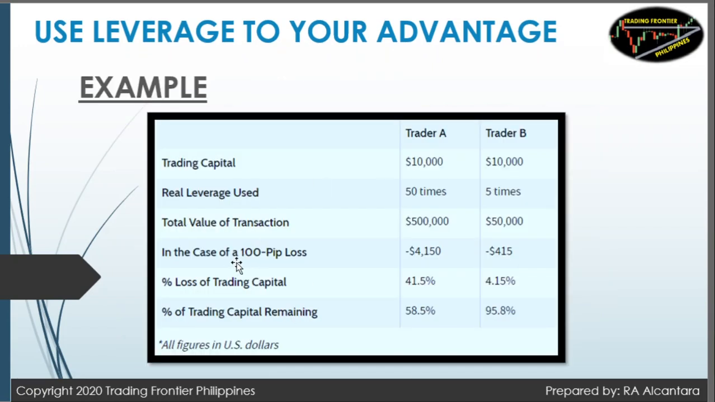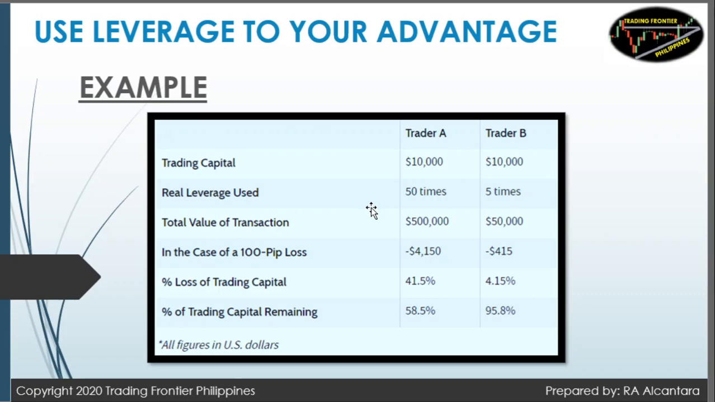So, for example, you can see here there are two traders, trader A and trader B. As you can see here, they both have the same trading capital. That being said, we can compare them by using two different leverages offered by the broker. So trader A uses 1 is to 50 leverage, or 50 times his or her trading capital. On the other hand, trader B only uses 1 is to 5.